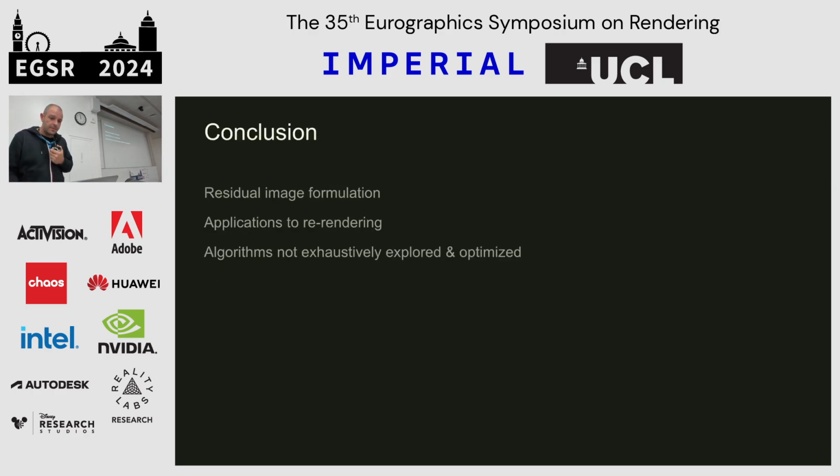So to sum up, we have a residual path integral framework. We show some initial practical applications to scene re-rendering with rigid motion and material editing, but the algorithms are far from being exhaustively explored or optimized, so we hope to bring more attention to the re-rendering problem.